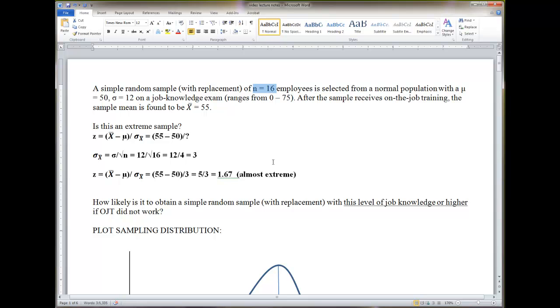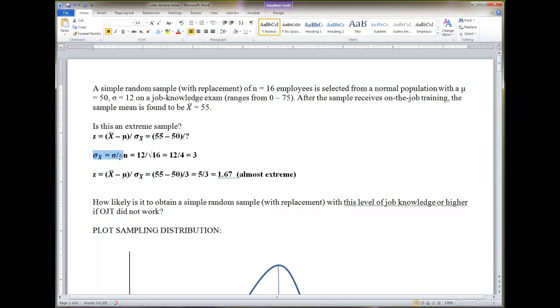So to do these calculations, the first thing that you need to do is calculate your z-score. So that's this formula here. Looking at this formula, we know what the sample mean is, it's 55. We know what the population mean is, it's 50. Mu is 50. But we do not know what the standard error is. So that needs to be calculated first.